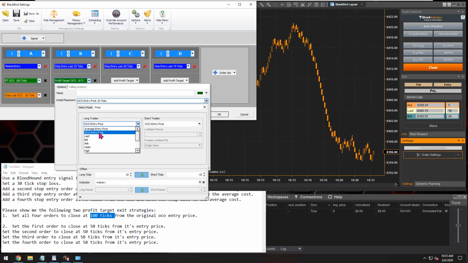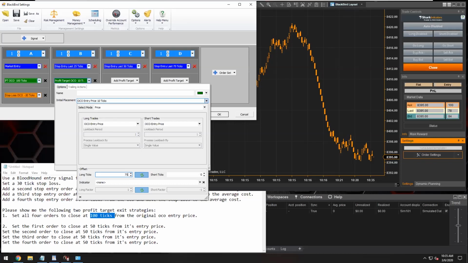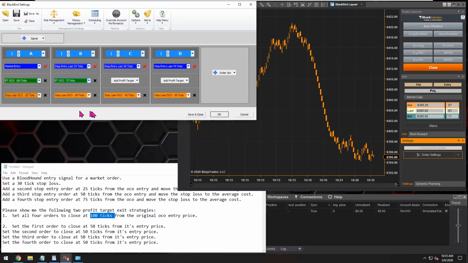So for now, we're just going to have to take the entry price for order B, and since this is approximately 25 ticks higher, we're just going to set this to 75 ticks. So we'll just do a little math here, like so. And so we're just going to repeat that same step here.